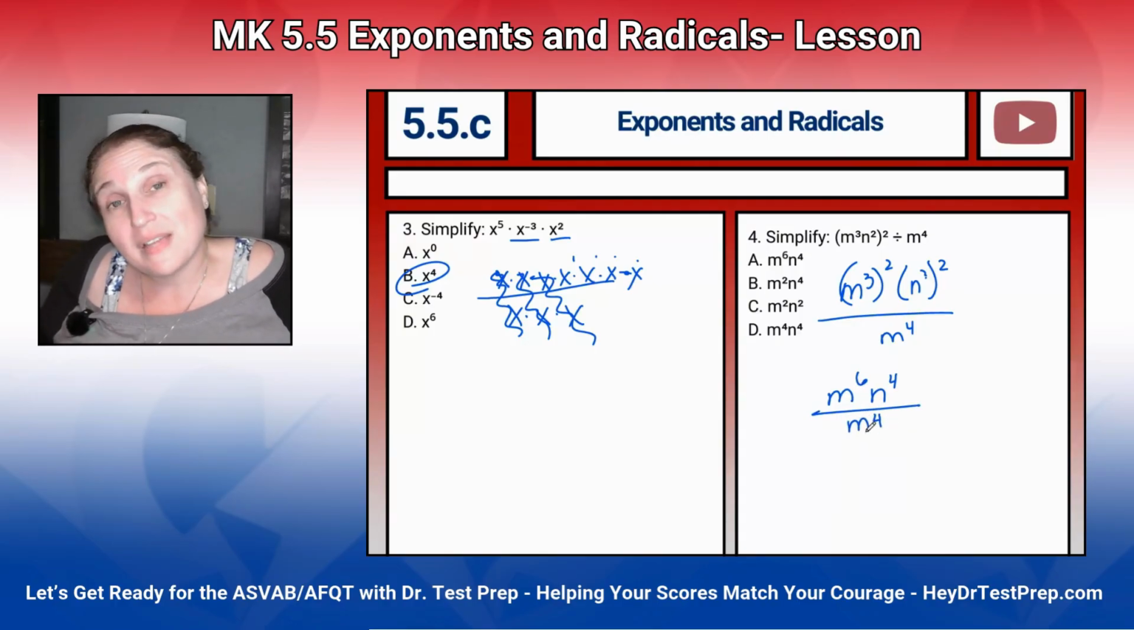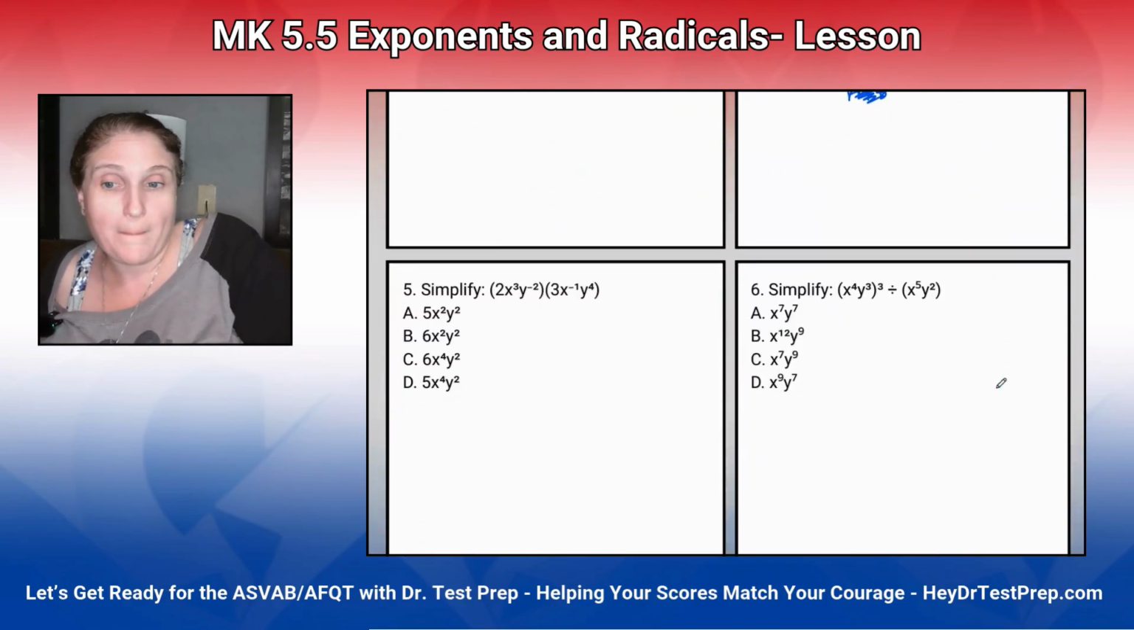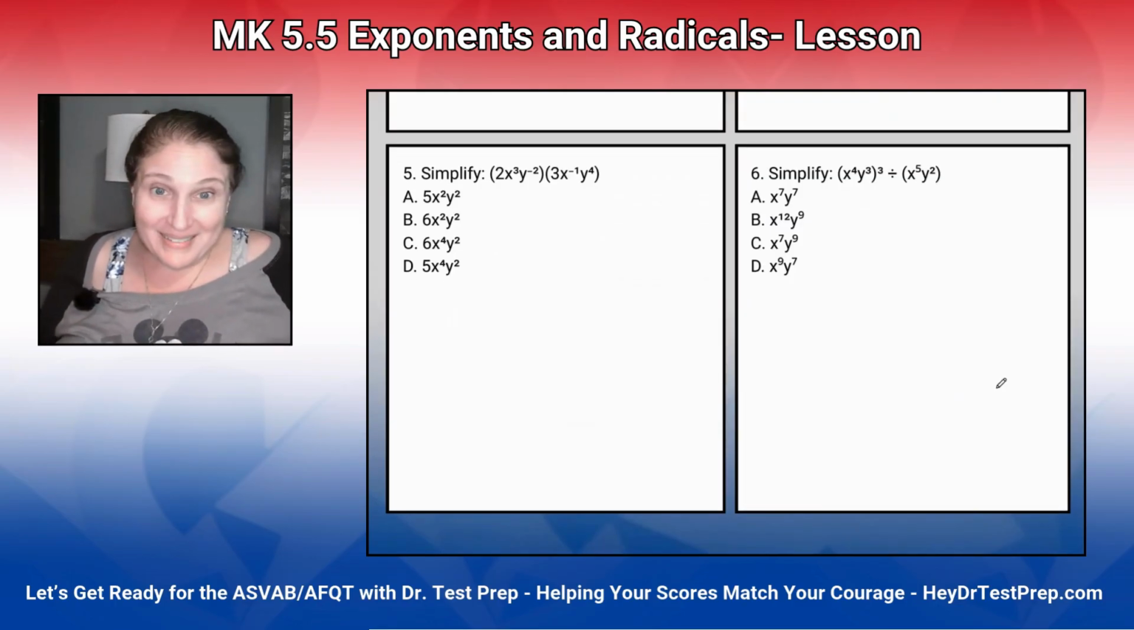There's more m's on the top than the bottom. How many more? There's 2 extra. 6 minus 4 is 2. So I'm left with m squared, n to the 4th. Whew, my hand's getting tired.